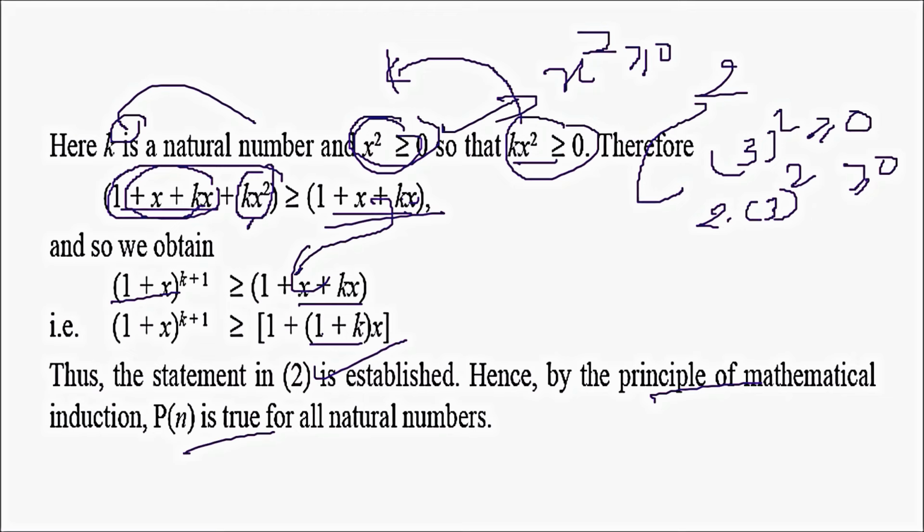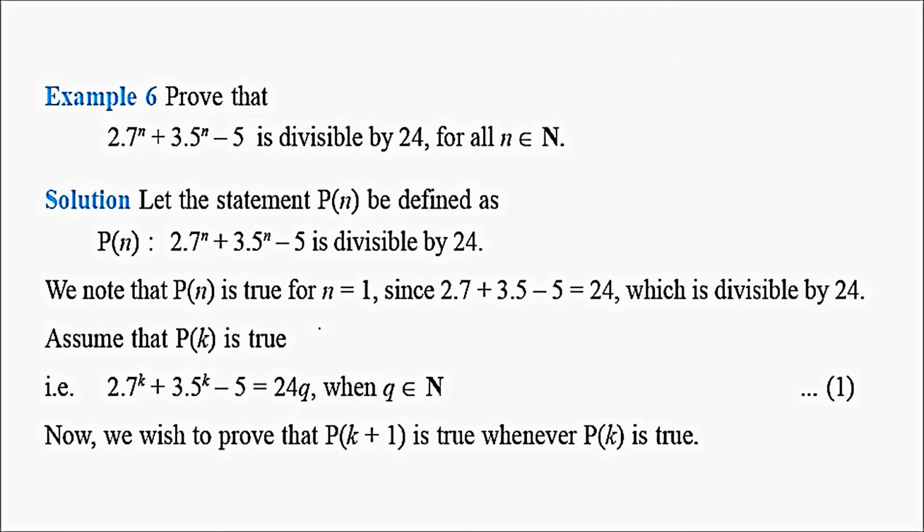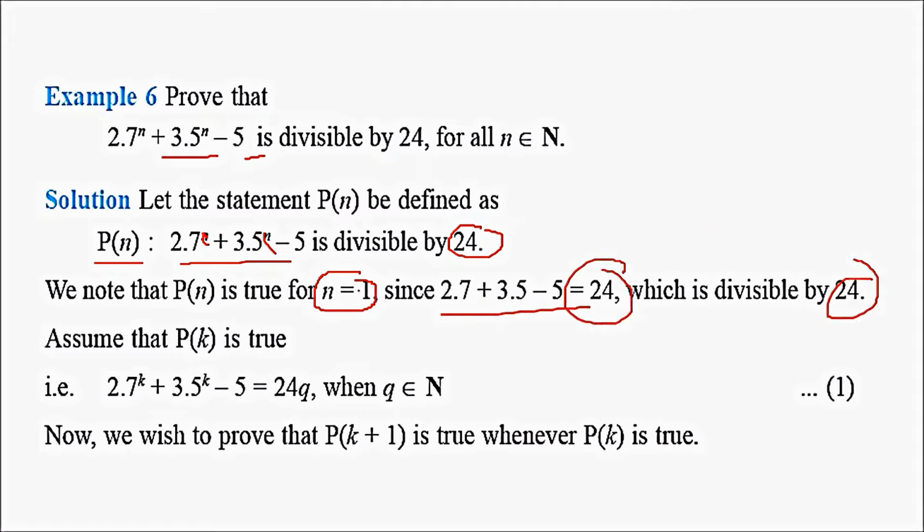Okay, we'll take the next one now. The next one is we have to prove that 2.7 to the power n plus 3.5 to the power n minus 5 is divisible by 24. So let us give this statement as Pn. We say that this statement is divisible by 24. Let us check it for n equal to 1. Place n equal to 1 here. What do you find? You find that it is 24. So this is actually divisible by 24. So no problem with n equal to 1.